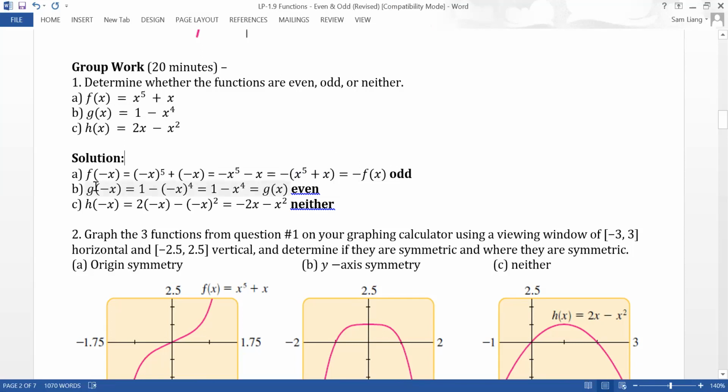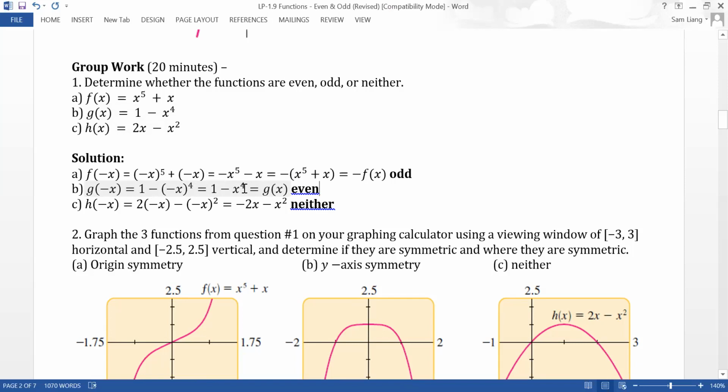Part B, we have 1 minus x to the 4th as our function, and we're going to plug in negative x. So we get 1 minus negative x to the 4th. A negative number to an even power is positive, so this will be 1 minus positive x to the 4th. So it doesn't change; it'll just be x to the 4th. That's equivalent to the original function. Therefore, 1 minus x to the 4th is even.